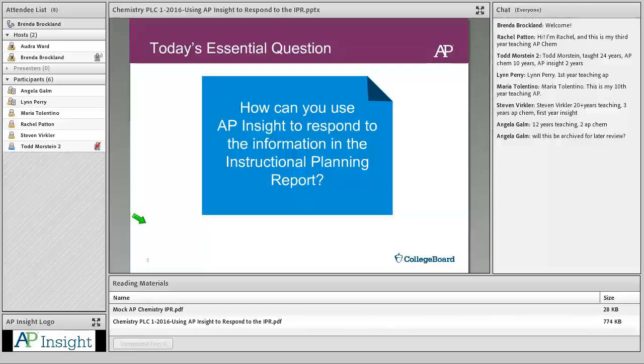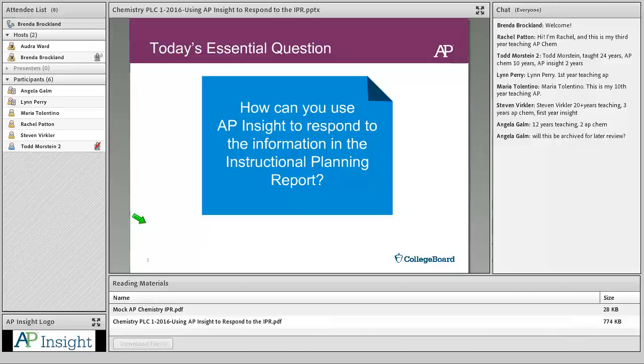All right, so our first question for today, and really the question that's going to drive us, is how are we going to use the AP Insight program to look at information from the instructional planning report and then to respond to all of that various information.